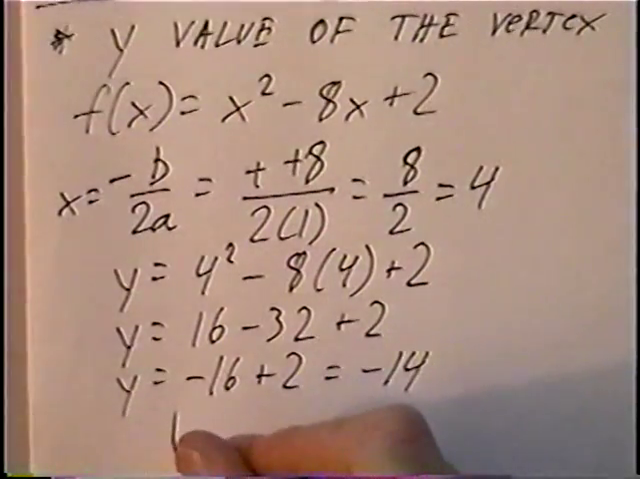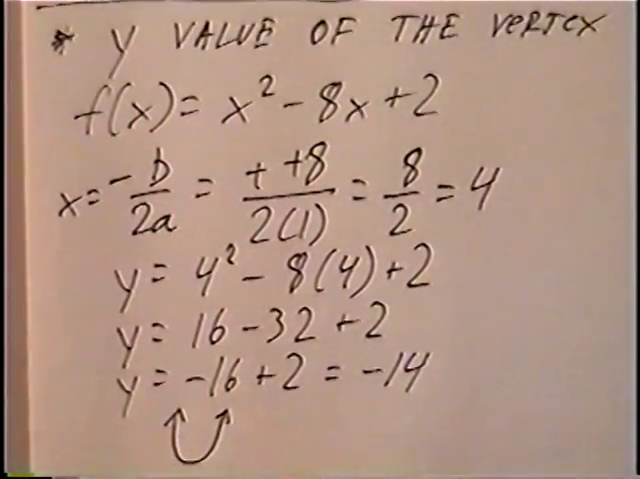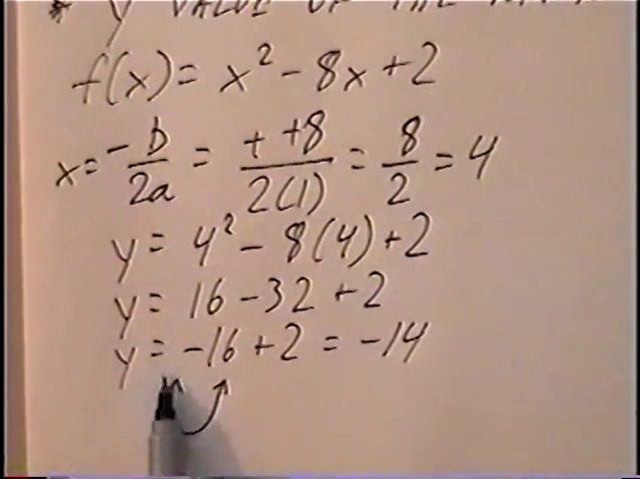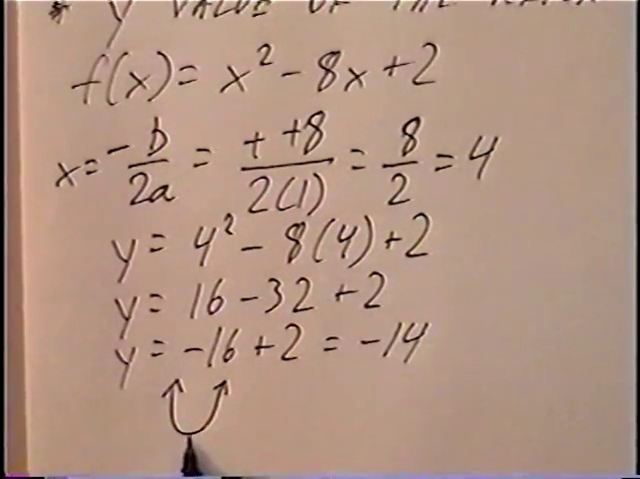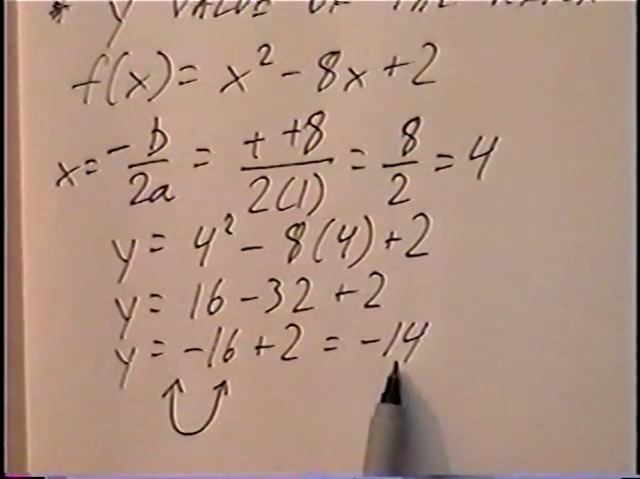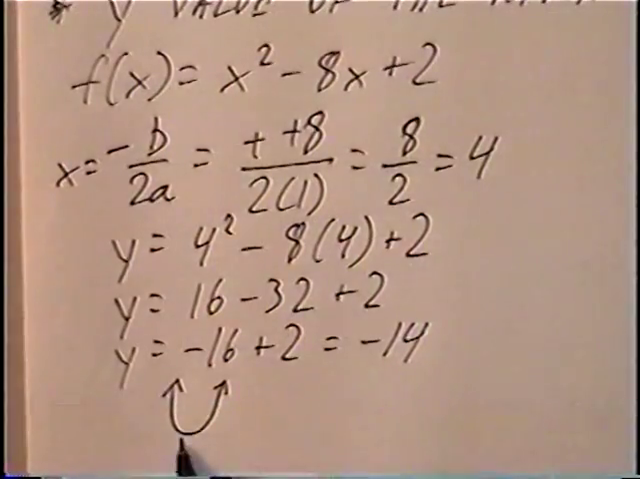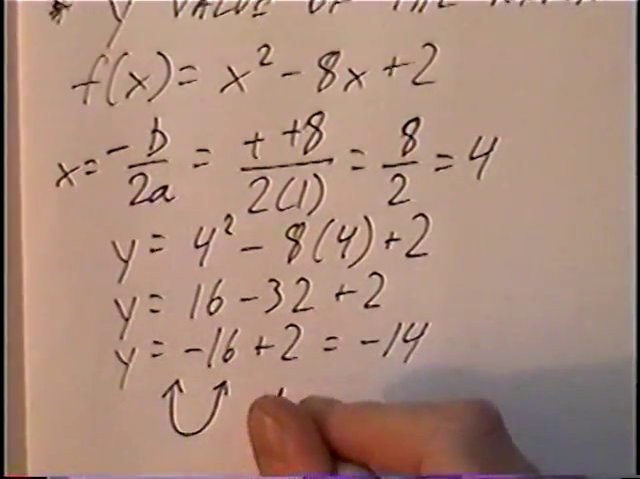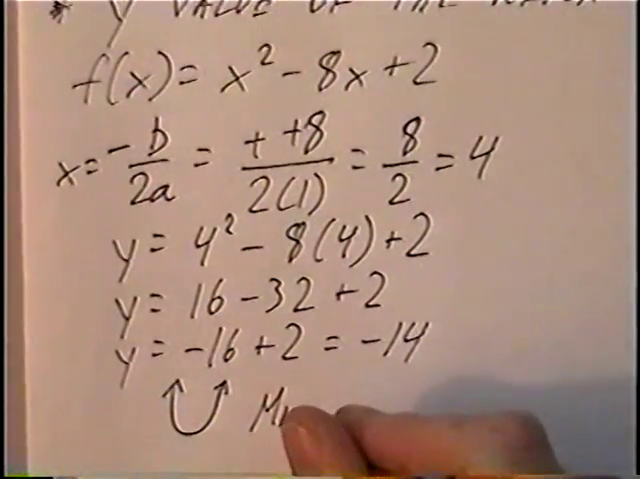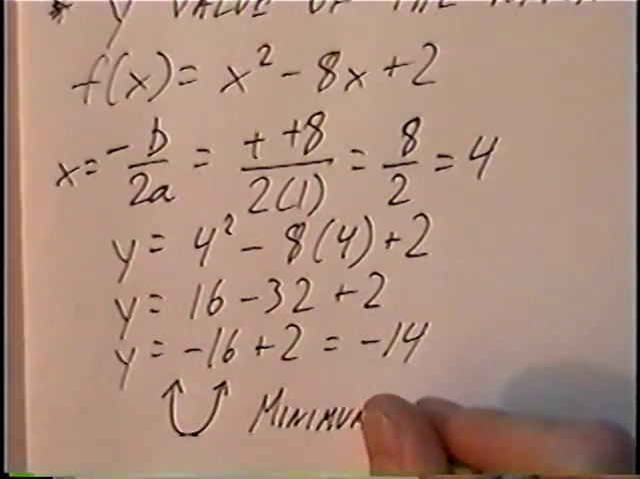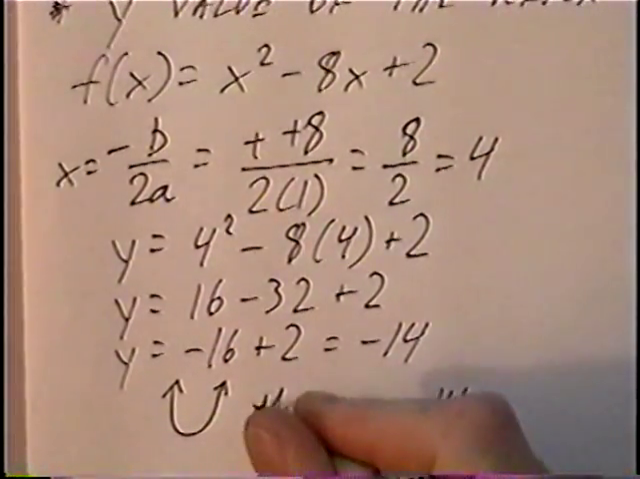A positive x squared, the parabola would open up. If you have a parabola that opens up, it has a lowest point. That lowest point would be a minimum. In this case, that minimum would be negative 14. So the answer to the question would be minimum equals negative 14.